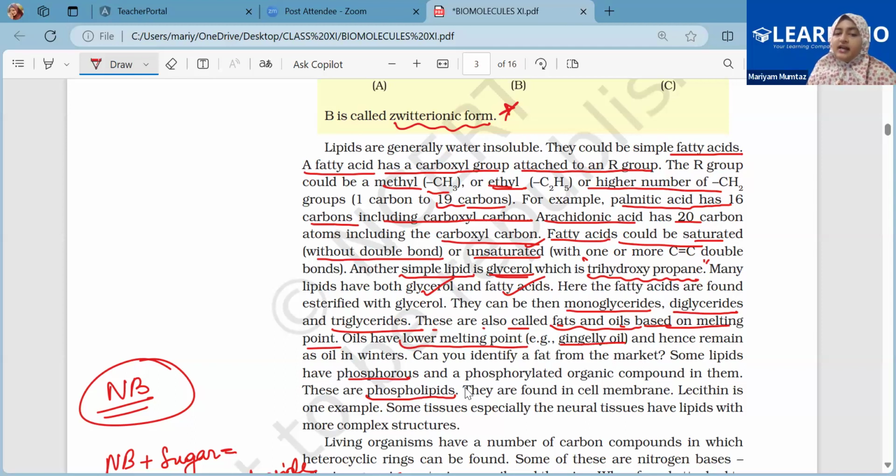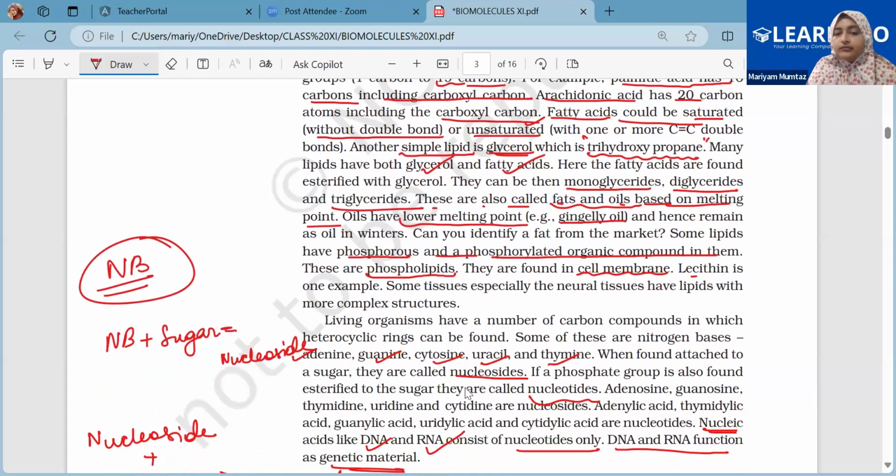Now, some lipids have phosphorus and a phosphorylated organic compound in them, so we call them phospholipids. One such example which is found in our body, in the cell membrane, is lecithin. Some tissues, especially the neural tissues, have lipids with more complex structures because they have a proper layering, and the neural tissues are surrounded by lipid molecules for insulation purposes as well.